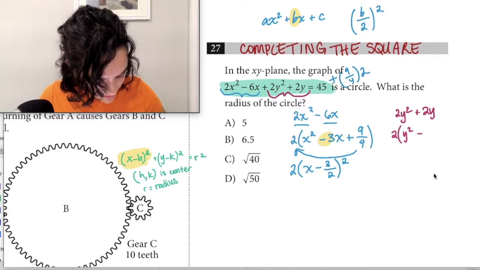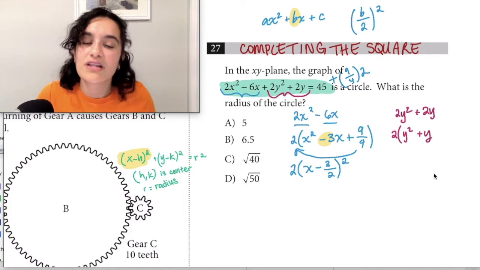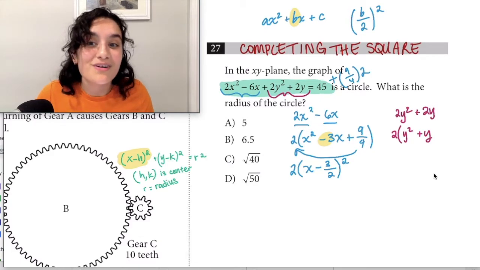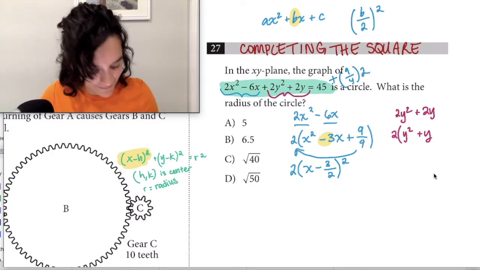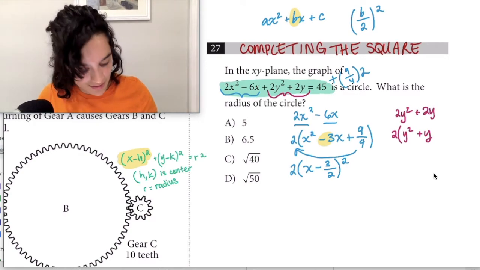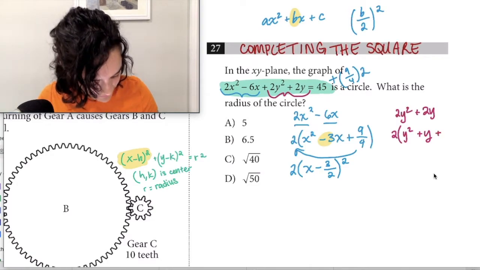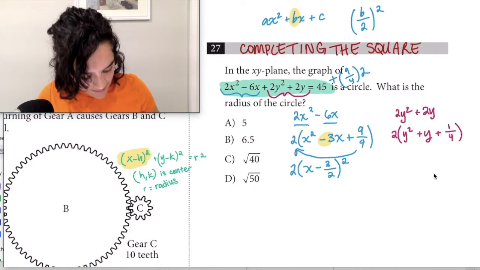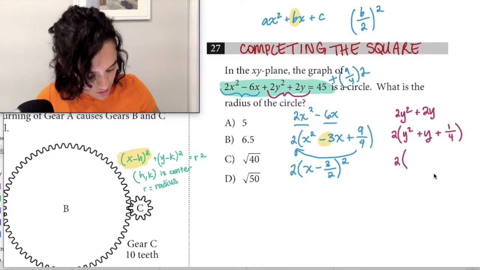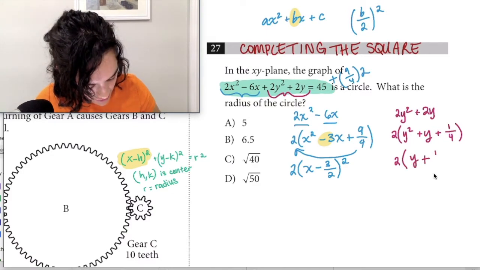Y squared plus y. And now let's add the constant that will make this a square rootable, if you will, quadratic. So b, in this case, our b term is 1, b over 2 is 1/2, squared is 1/4. So positive 1/4. And that collapses down to, what is the binomial factor? Y plus 1/2 squared.